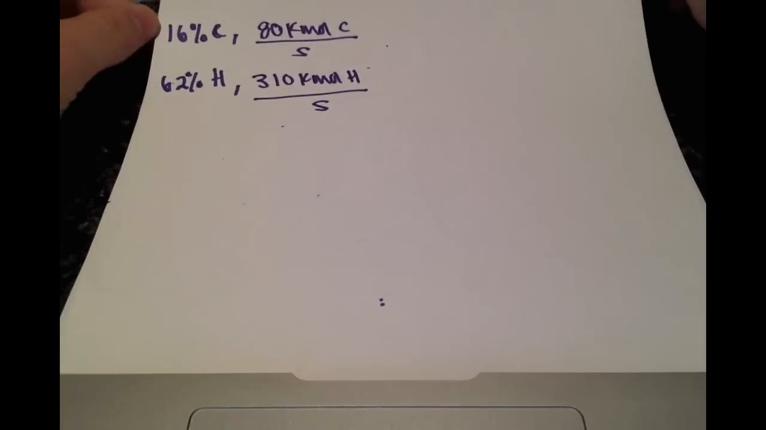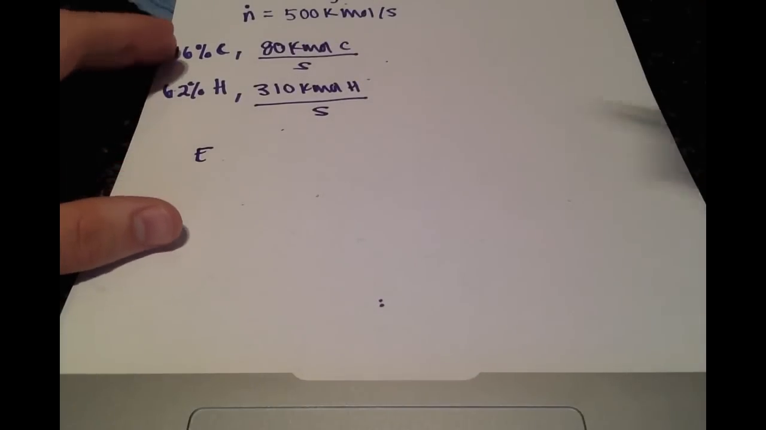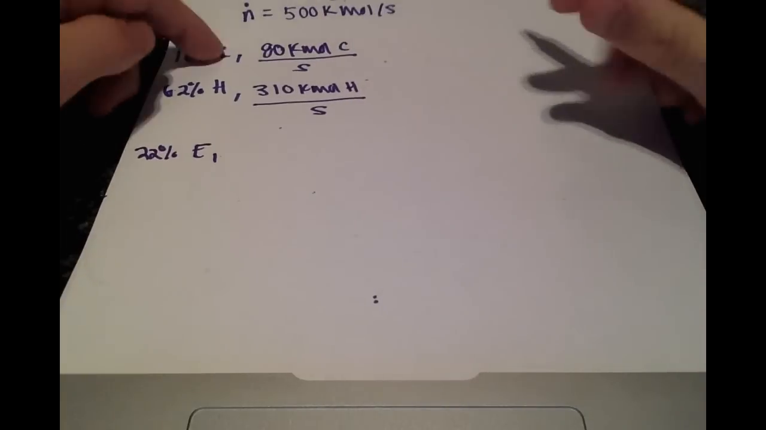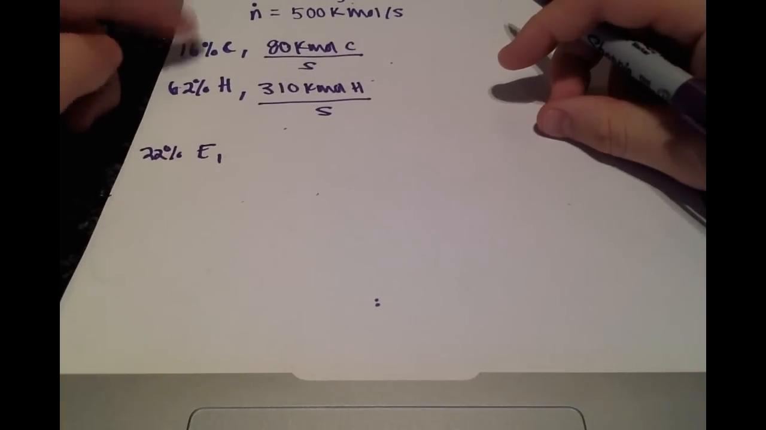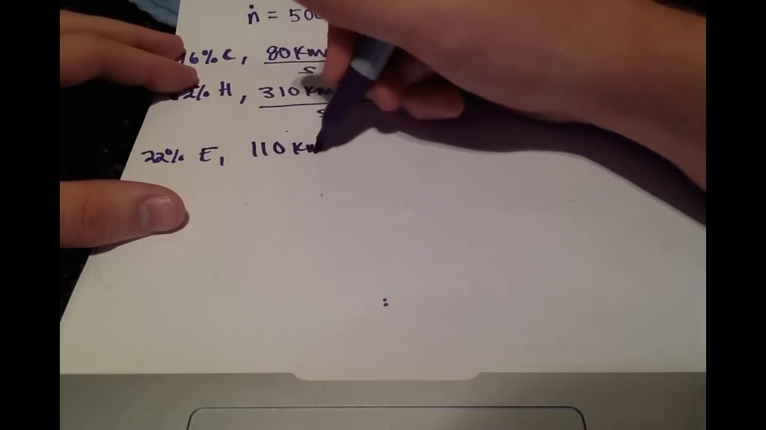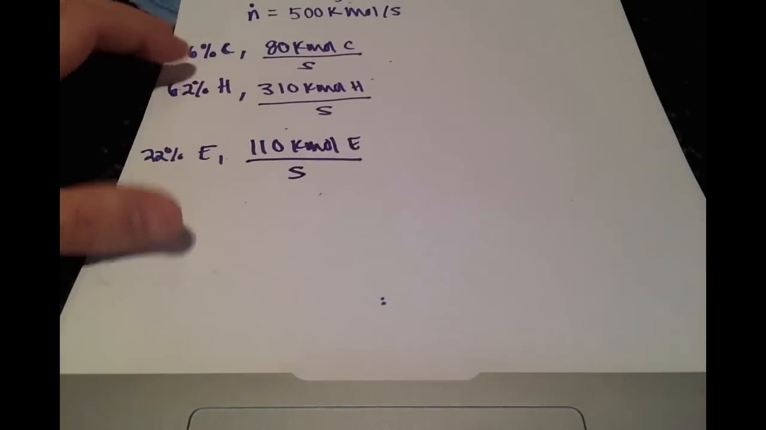And they said there's 3 components, C, H, and E. So out of 100%, we know that 22% is remaining for E. Even though this information was not provided, we can figure it out from the other 2 components. And 22% of 500 is 110 kilomoles of E per second.